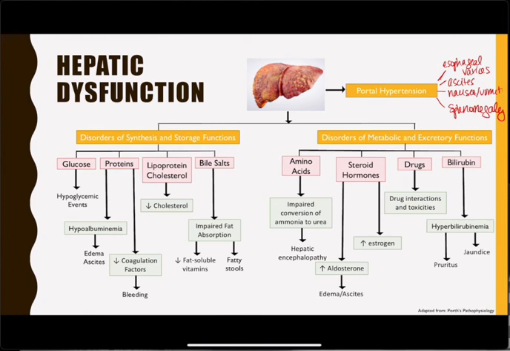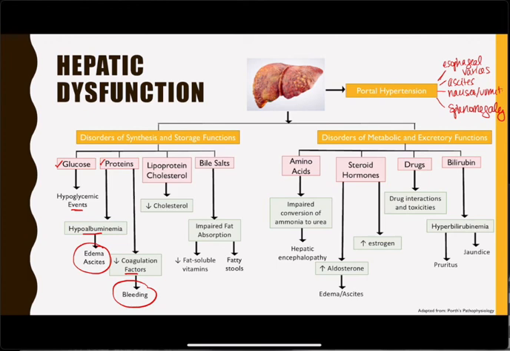Then if you go down, there's really two main functions, the synthesis and storage functions and the metabolic and excretory functions. So we know it plays a really huge role in glucose by making new glucose through gluconeogenesis or storing glucose as glycogen. So that's those fasting hypoglycemic events. Liver is important for protein synthesis. So when patients are having cirrhosis, you can see hypoalbuminemia presented as edema and ascites. If it's not making clotting factors, these patients might have evidence of bleeding.